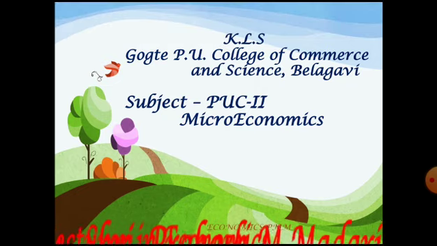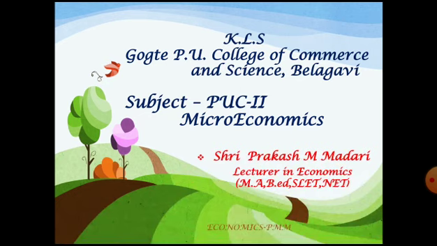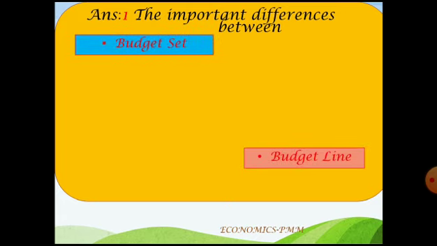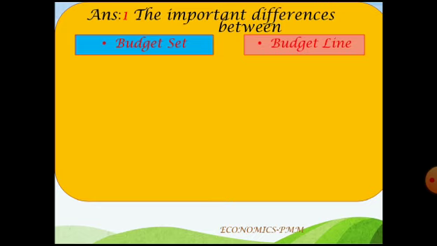The first question of Section B, which consists of 2 marks each. The first question is: write the differences between budget line and budget set. The important differences between budget set and budget line are as follows.